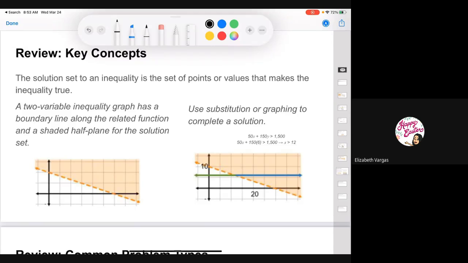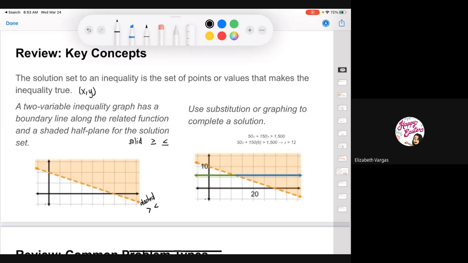Okay, so basically what did we do today? Well, we looked at the solution set, which is the set of points or values that make the inequality true. So basically the X and Y values that make that inequality true. A two-variable inequality graph has a boundary line along the related function and a shaded half plane for the solution set. So again, we know to use a dashed line whenever we have greater than or less than, and we know to use a solid line whenever we have greater than or equal to or less than or equal to.